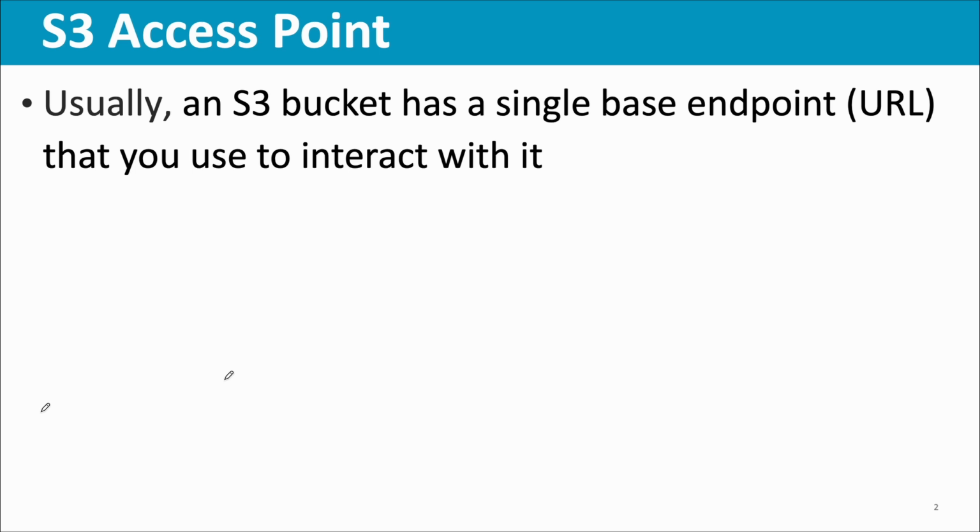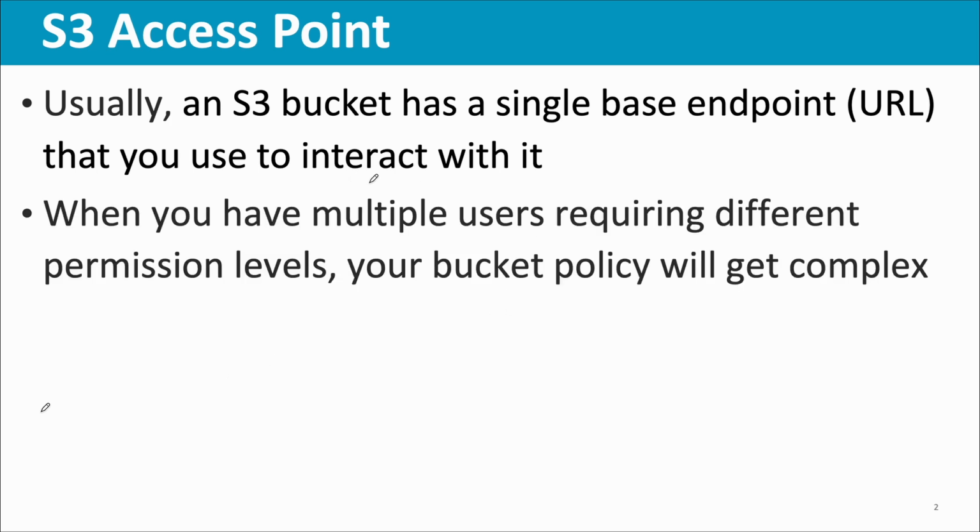So what are S3 access points? Usually, as you know, an S3 bucket has a single base endpoint or single URL that you use to interact with it. And when you have multiple users requiring different permission levels, your bucket policy will get complex. You know that you will create a bucket policy to restrict access to different users to your bucket. But when you have dozens of users who require different levels of access to different objects in that bucket, your bucket policy is going to get very complex.